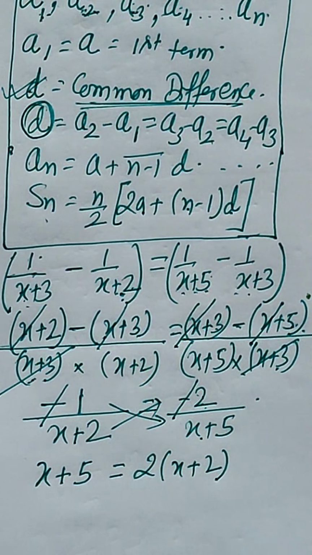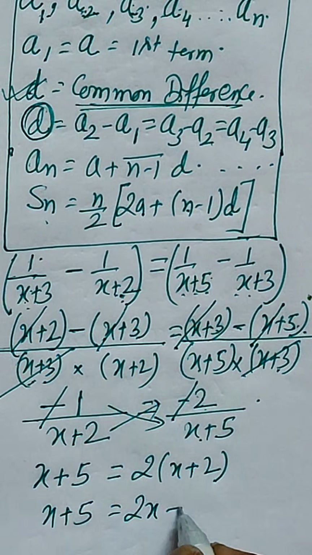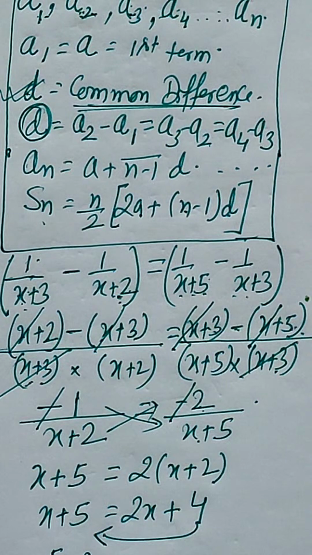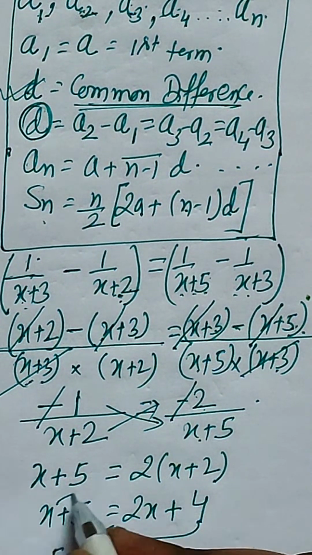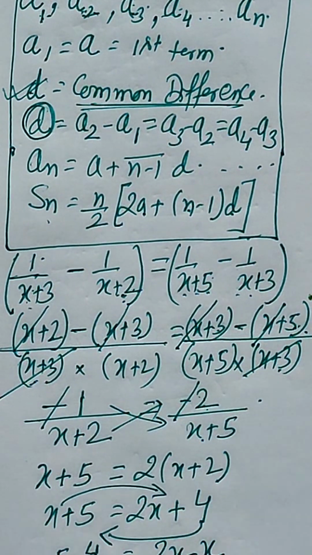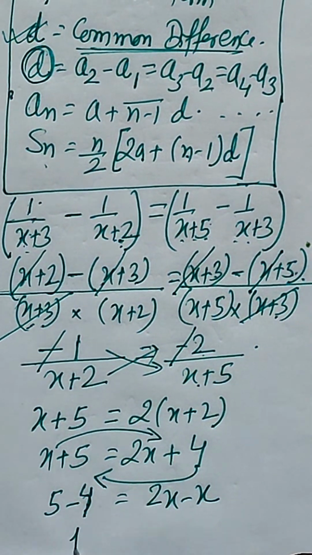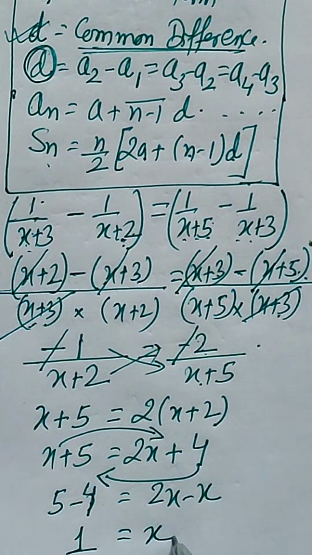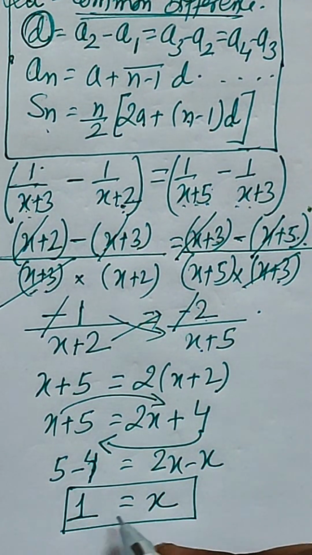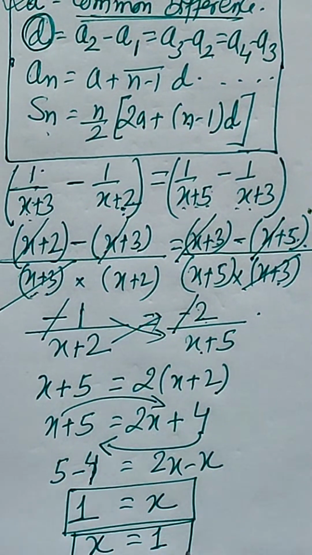And when you solve it, you get x plus 5 is equal to 2x plus 4. When 4 comes to the LHS, it will be 5 minus 4, and when x comes to the RHS, it will be 2x minus x, right? So this will give you 5 minus 4 equal to 1, and 2x minus x is x. So the value of x is 1 equal to x, or we can write x equal to 1, because LHS and RHS can be interchanged.